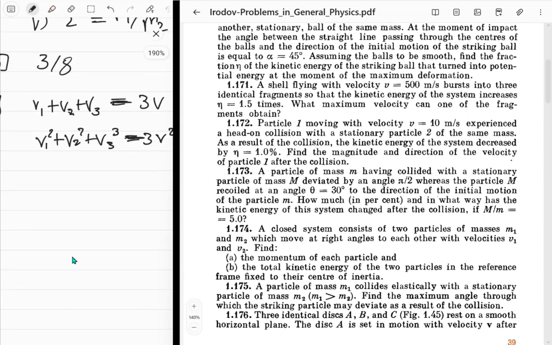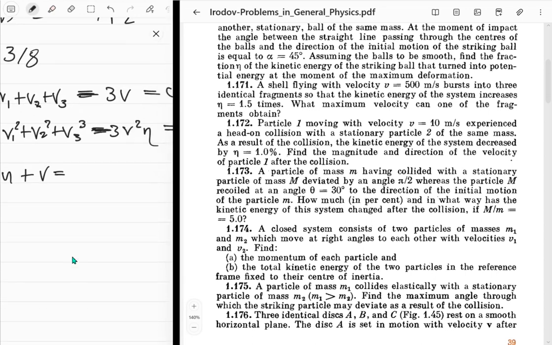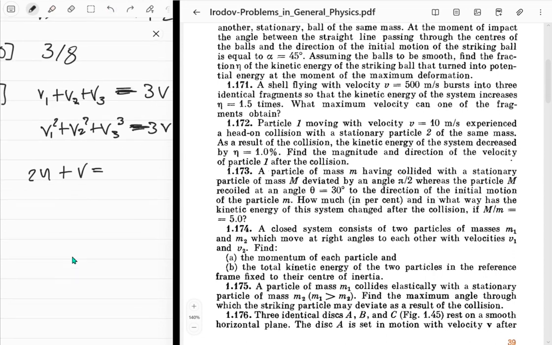So v1 and v2 both are the same, so that we can maximize v3. Let's just call them u, and v3 we'll call v. So this will be 2u plus v is equal to 3. Oh, we are already using v. So then let's not call them that. I need to name them as something, right? Or what about just a and b? Yeah, you could do that. Take some liberty.